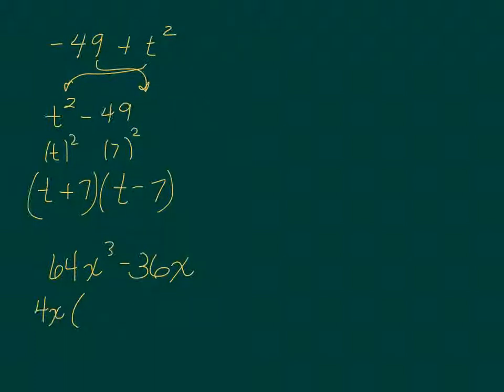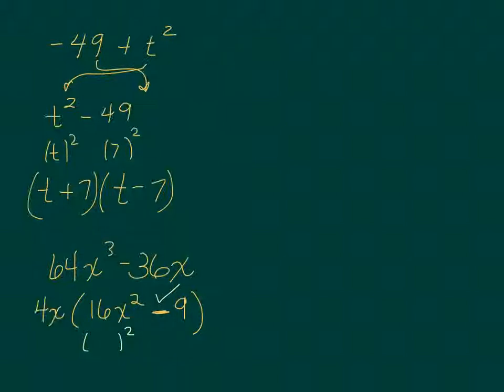Sometimes that'll happen. So 64 divided by 4 is 16. And I'm left with x squared because I took one x out. Minus 36 divided by 4 is 9. Now I'm going to try to see if I can factor 16x squared minus 9. It's a binomial, so I'm going to see if it's a difference of squares. We've established that it is a difference.